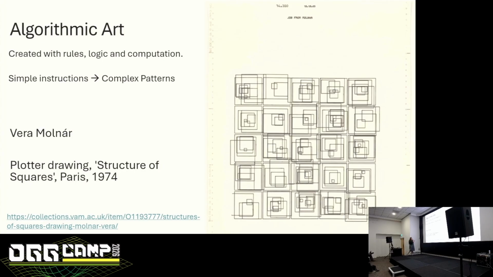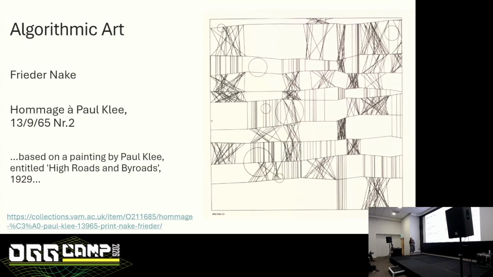But 1974, so it's quite unusual to find people using computers in art, and you can see the lovely old line printer paper. This is Frederick Nake, homage to Paul Klee, and this dates from 1965, so it's even earlier than the other work. But again, it's done in line plotters. There's elements of randomness in there.